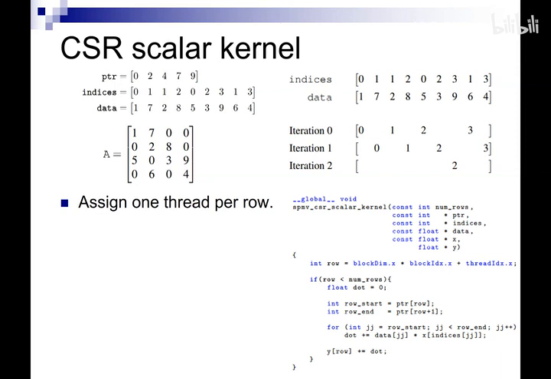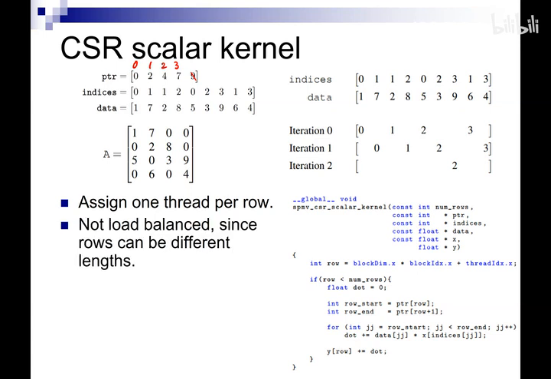The first one is going to be called the scalar kernel. The way this is going to work is that we're going to assign one thread per row of A. The rows of A are given in this pointer array over here, so we're going to assign one thread per row. Remember that this final value here just represents the total number of non-zeros, so you don't have a thread there.